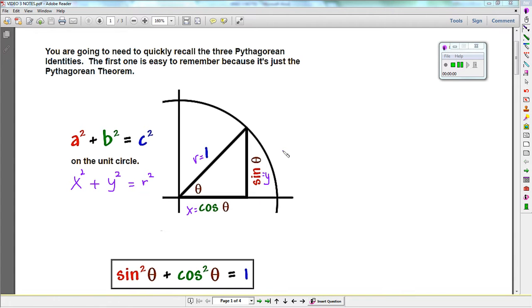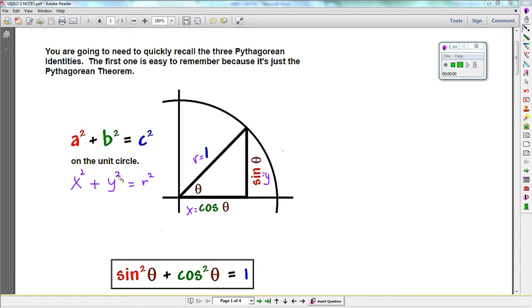Hello my Pythagorean student. In this video we are going to show you a quick way to remember all three Pythagorean identities. Let's start with the Pythagorean theorem applied in a right triangle. We know a squared plus b squared equals c squared, where a and b are the two legs of the right triangle and c is the hypotenuse.